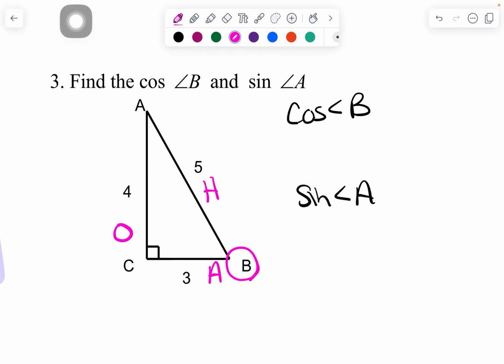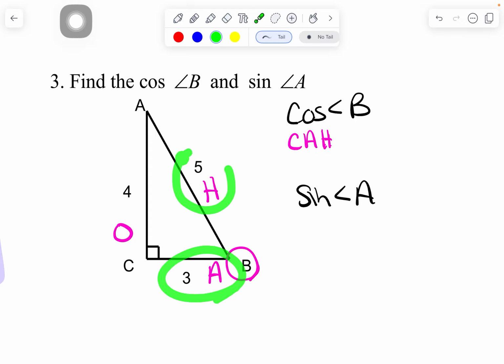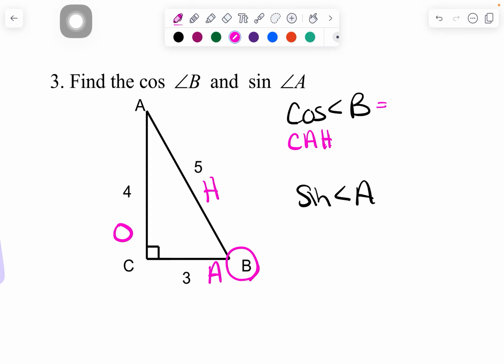So the little mnemonic for cosine, CAH, that means I need the adjacent side over the hypotenuse. So that's going to be 3 over 5. Okay.